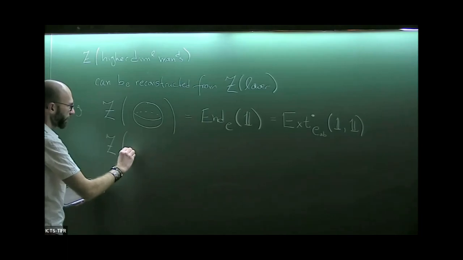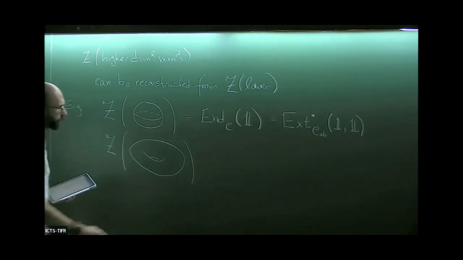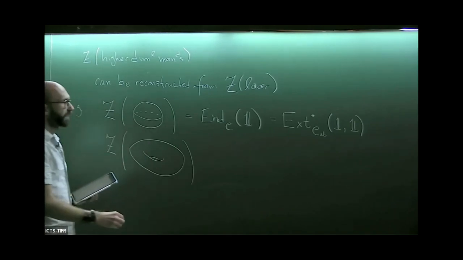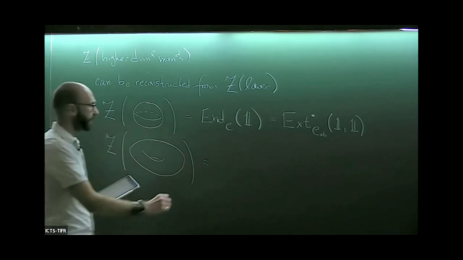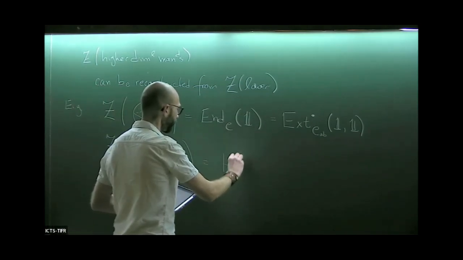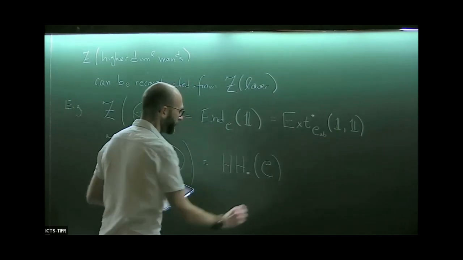Another really simple example, the vector space attached to the torus in this derived setting is Hochschild homology of the category.